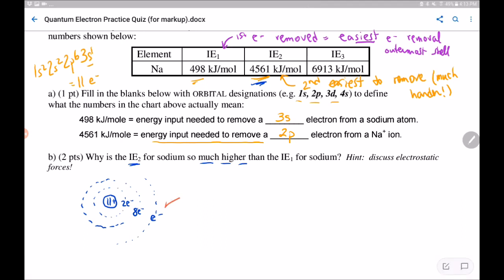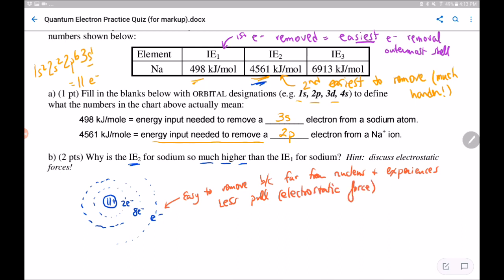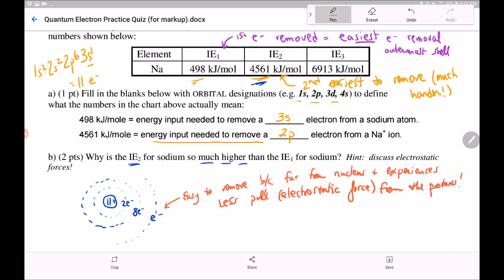This is the one that's easy to remove, because it's far from the nucleus and experiences less pull, less electrostatic force. Experiences less pull. Electrostatic force is what we're talking about here, from the protons.